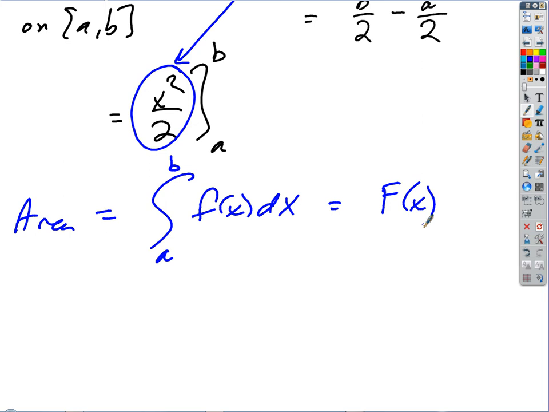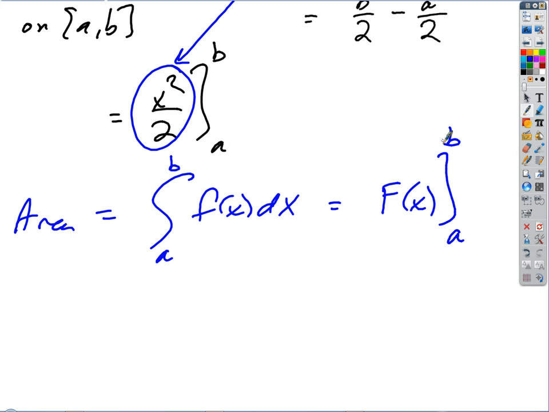In this case, f of x was x. Capital F of x, the antiderivative, was x squared over 2. We just evaluate that antiderivative over the interval a to b. That's what's called the first fundamental theorem of calculus, and that is a great trick. That makes life much, much easier for you, doesn't it?